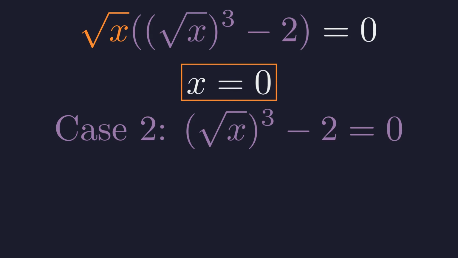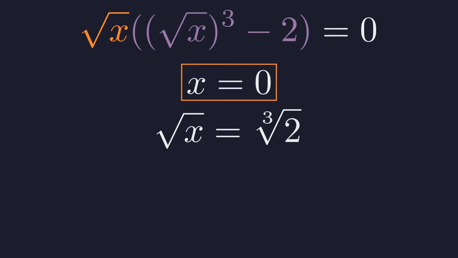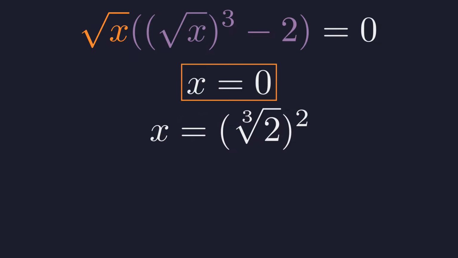Second case, square root of x cubed minus 2 equals 0. Add 2 to both sides. Square root of x cubed equals 2. Take the cube root of both sides. Square root of x equals cube root of 2. To isolate x, square both sides. x equals the square of cube root of 2.